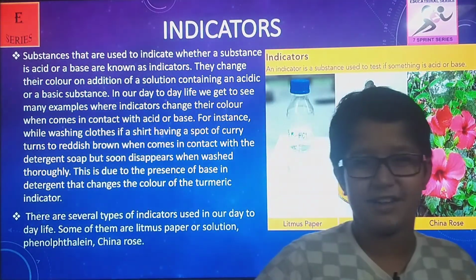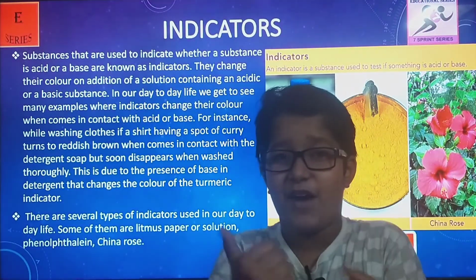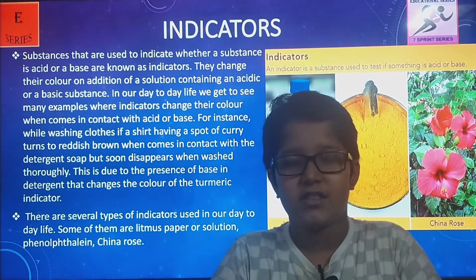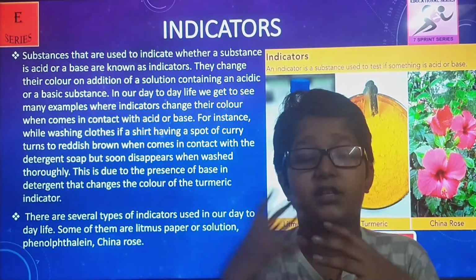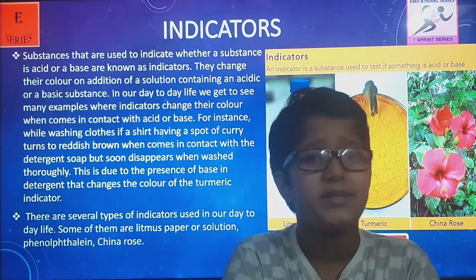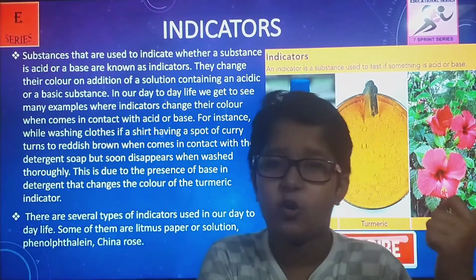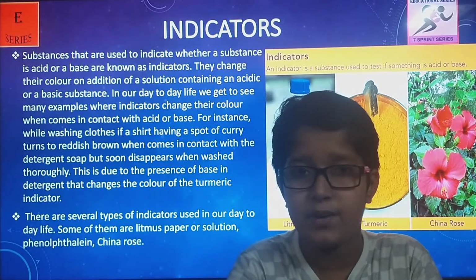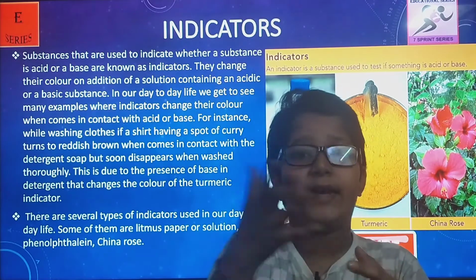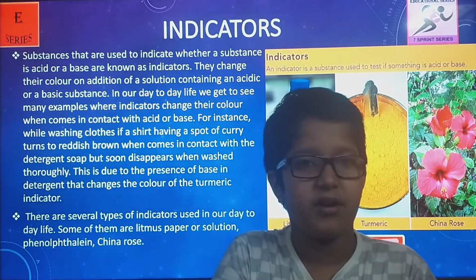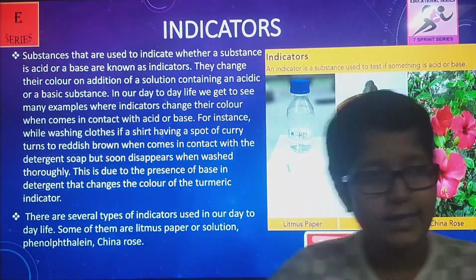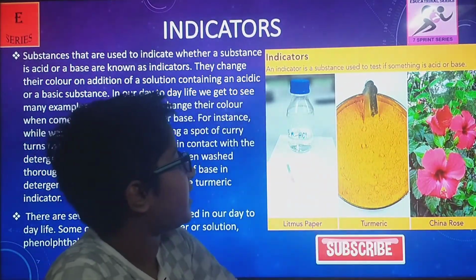Indicator, as you have seen in some vehicles, they say indicator. The indicators indicate, they show signs. They have certain things which change when they come in contact with a base or an acid. As I told you about the litmus paper that turns blue and red, that is also an indicator which indicates whether it is an acid or a base. So now you can see here, turmeric is an indicator.